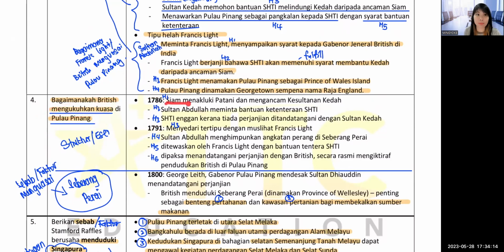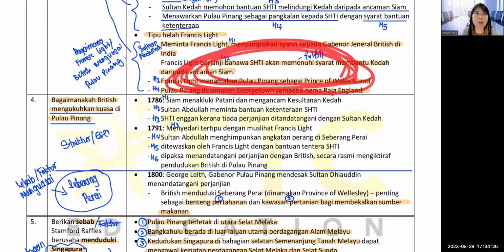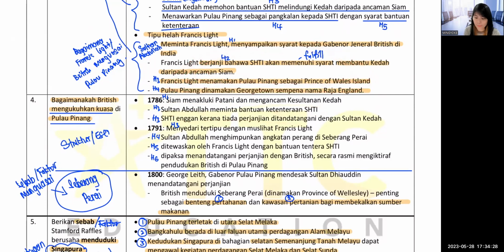Okay. So the British strengthened their power in Penang. First of all, Siam conquered Patani and threatened Kedah. Sultan Abdullah felt threatened. He asked for SHTI help, but SHTI refused because SHTI said, I don't know about the agreement. Francis Light promised SHTI would help, but SHTI said, no, I don't know. So then Sultan Abdullah realized he had been tricked by Francis Light. Sultan Abdullah gathered all the military in Seberang Perai.